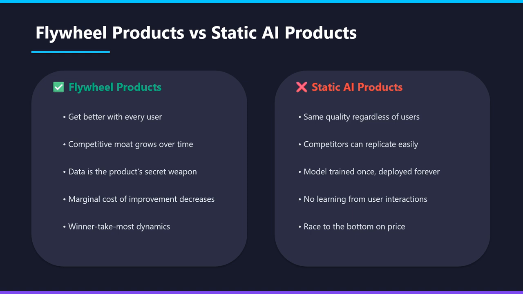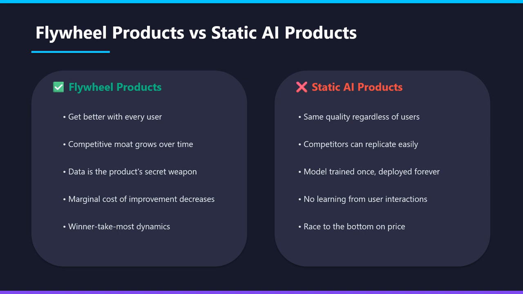Let me contrast flywheel products with static AI products so you can identify which category your product falls into. Flywheel products get better with every user, so their competitive moat grows over time. Data is the secret weapon, and the marginal cost of improvement decreases. Each additional user costs almost nothing but adds value to everyone.